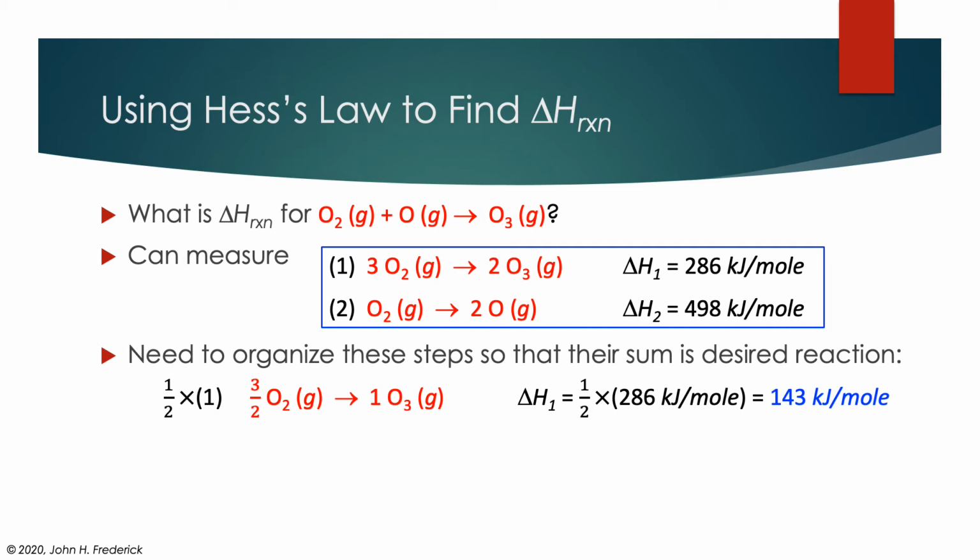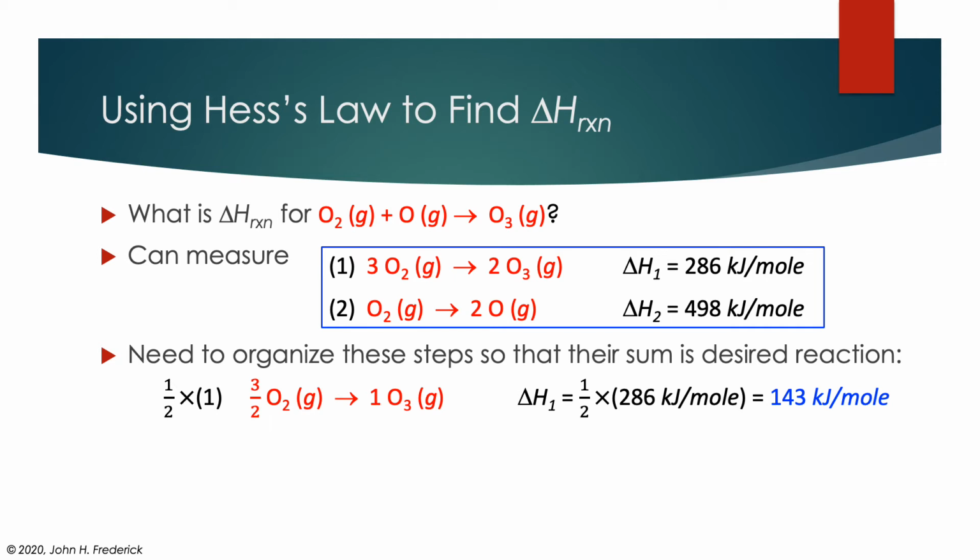Well, the only place where oxygen atoms appear in the two equations that we can measure is on the product side of the second equation. We need it to be on the reactant side, so we're going to have to reverse that equation and basically consider, instead of equation 2 as it's written, the equation 2O going to form O2 molecules, in which case delta H would be the negative of 498, or negative 498.